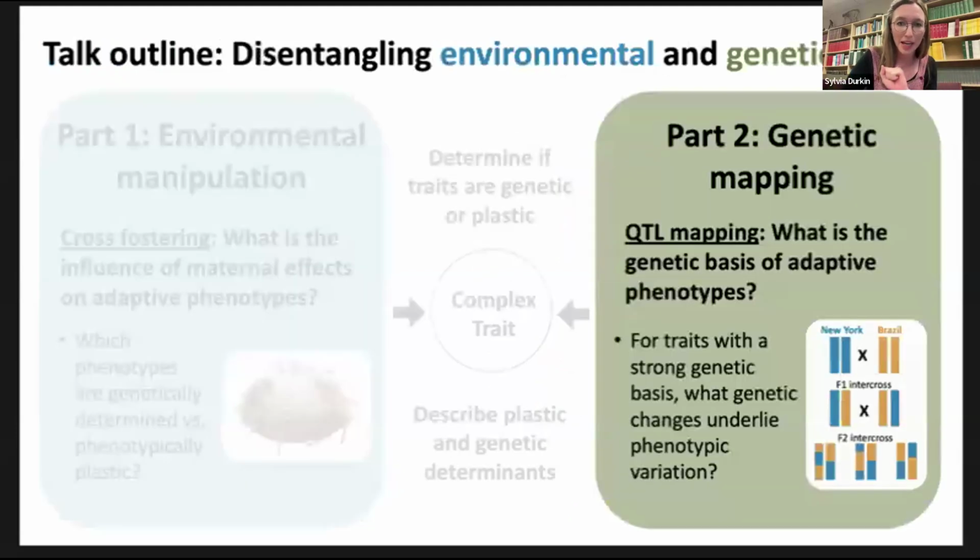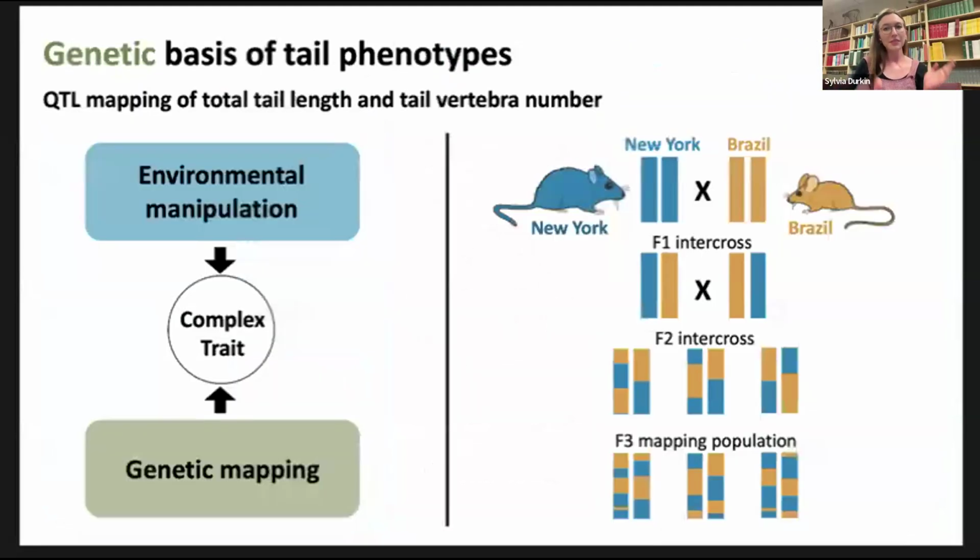And we can take that bit of info into the second part of my talk here, which is focused on genetic mapping. So based on the information that we gained from the environmental manipulation, I focused specifically on the genetic basis of total tail length and tail vertebrae number. And to do that, I used a QTL mapping approach between New York and Brazil mice, which allows you to link genetic variation in a heterogeneous mapping population to phenotypic differences between your starting parental groups.